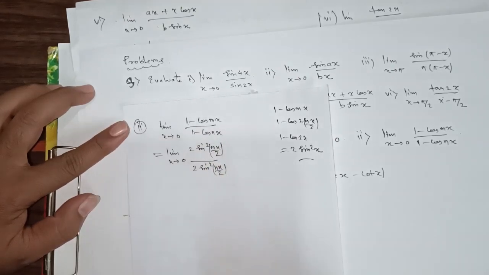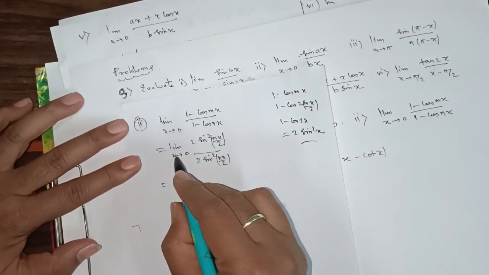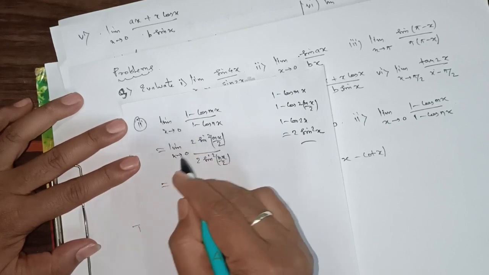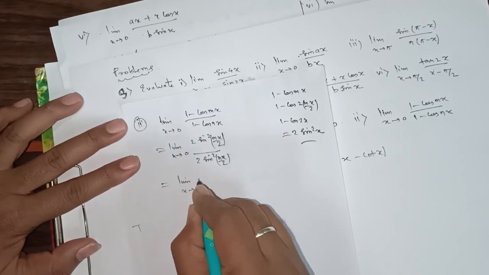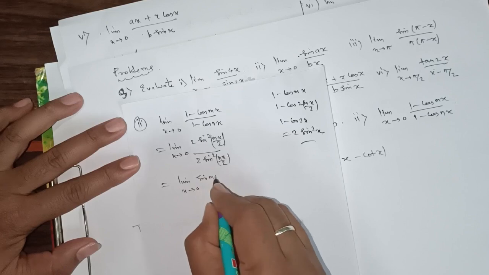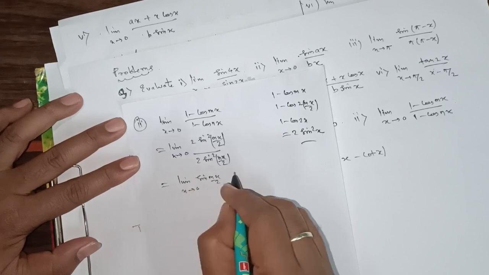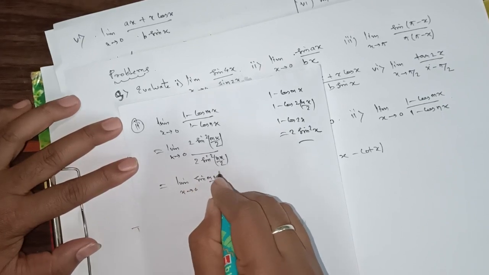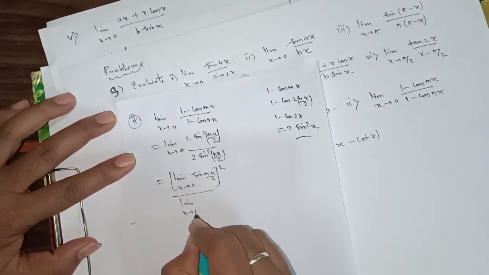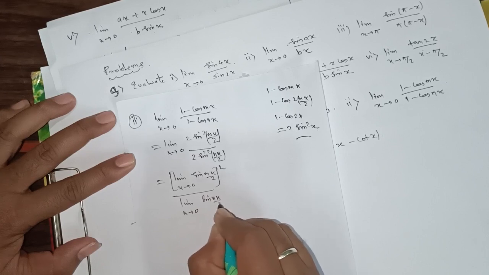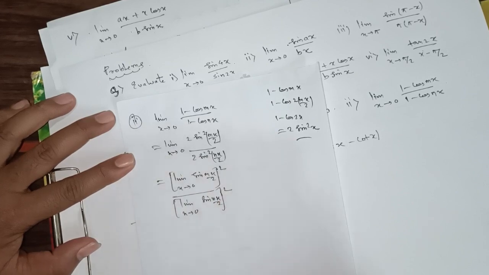Now the 2s cancel each other, and we'll apply the quotient rule and then the power rule. So we have limit x tends to 0 of sine mx by 2, the whole thing squared, and similarly limit x tends to 0 of sine nx by 2, and the whole thing will be squared like that.